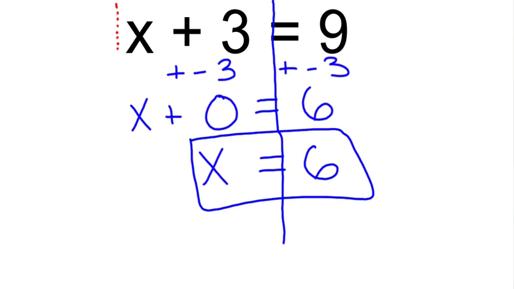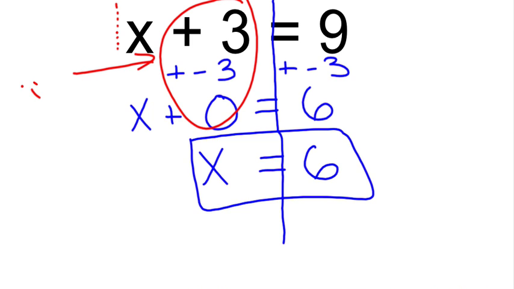Okay, now I want to go back in and identify the properties that were used. This right here that says a number added to its opposite is 0 is called your inverse property of addition.